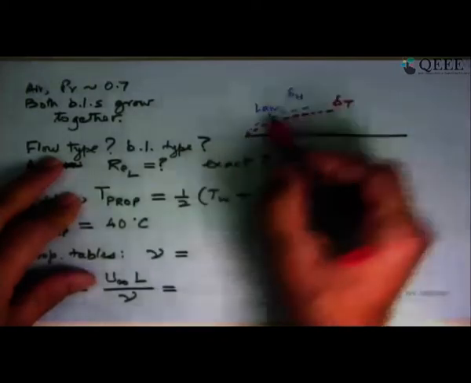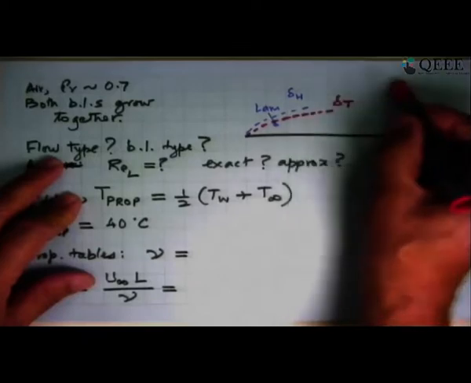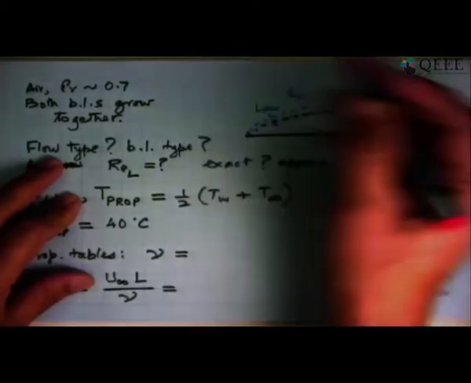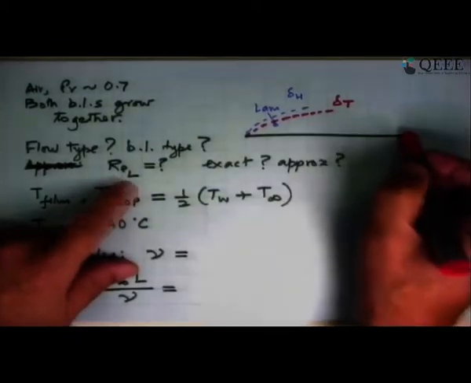The question is, what type of boundary layer is it? Is the whole plate going to have a laminar boundary layer, or will it have laminar and then become transition and become a turbulent boundary layer? That's the next question we want to ask. And for that, we need the Reynolds number at the end of the plate, which is Re_L.